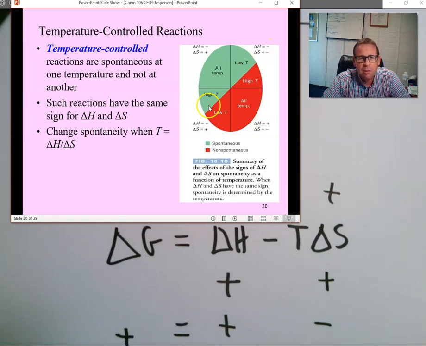However, if I have a negative delta H, that's favorable, but a negative delta S, which is not favorable towards spontaneity, then at low temperatures, I will be favorable, spontaneous, but at high temperatures, it'll overcome that negative contribution of the delta H and become unfavorable. And the opposite down here with delta H positive and delta S positive. Okay.